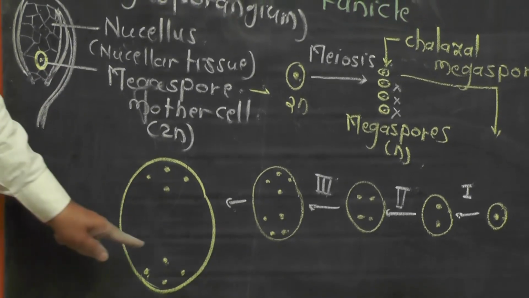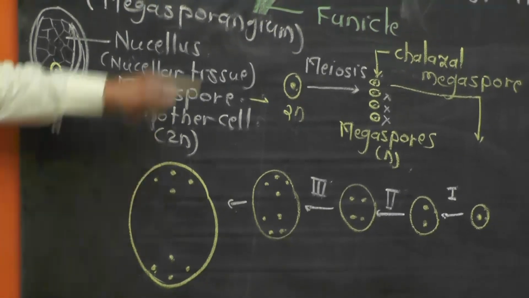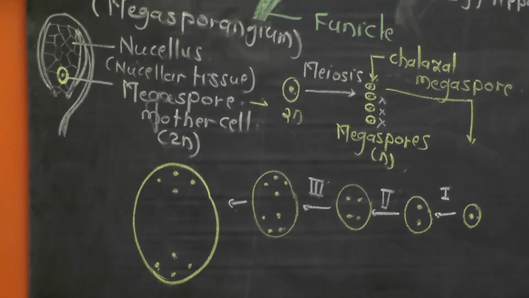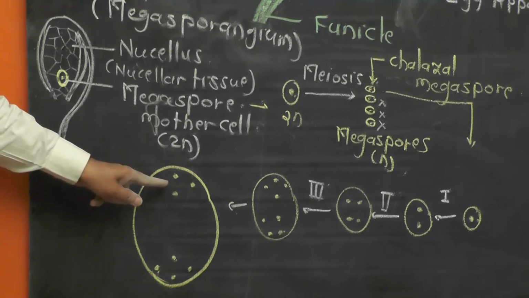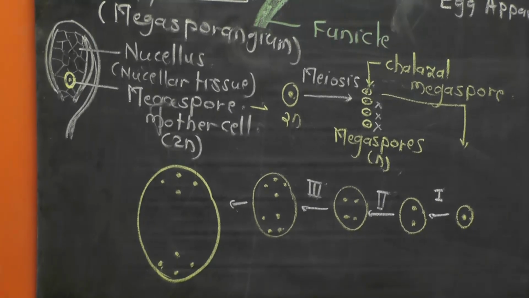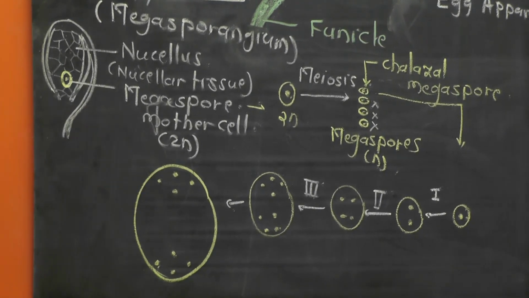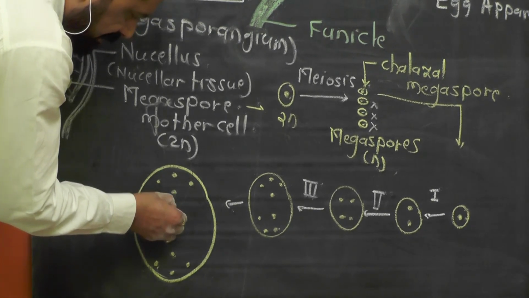You know that these four nuclei are towards which end? Micropylar end, isn't it? And these four nuclei are towards the chalazal end. Okay. Now, out of these two groups of four nuclei each, a single nucleus migrates towards the center.